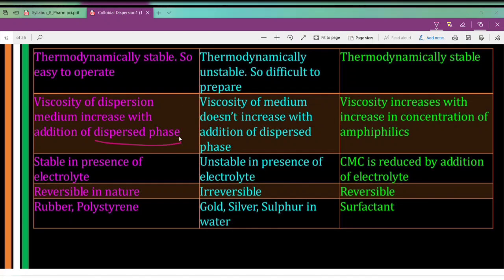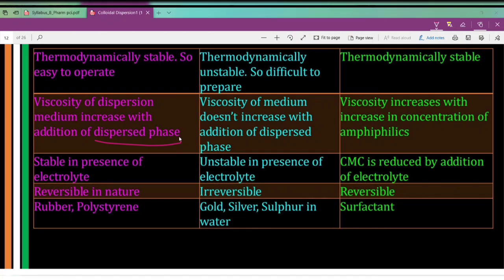So here one term is the addition of the dispersed phase. The viscosity of the dispersion medium is increased with the addition of the dispersed phase. That is one important point you should keep in your mind. For the lyophilic colloids, viscosity may be increased by the addition of the dispersed phase. Why? Because if the dispersed phase is more, obviously the interaction force will be more, the friction will be more. So by that mechanism, the viscosity may be high. So that is the concept.